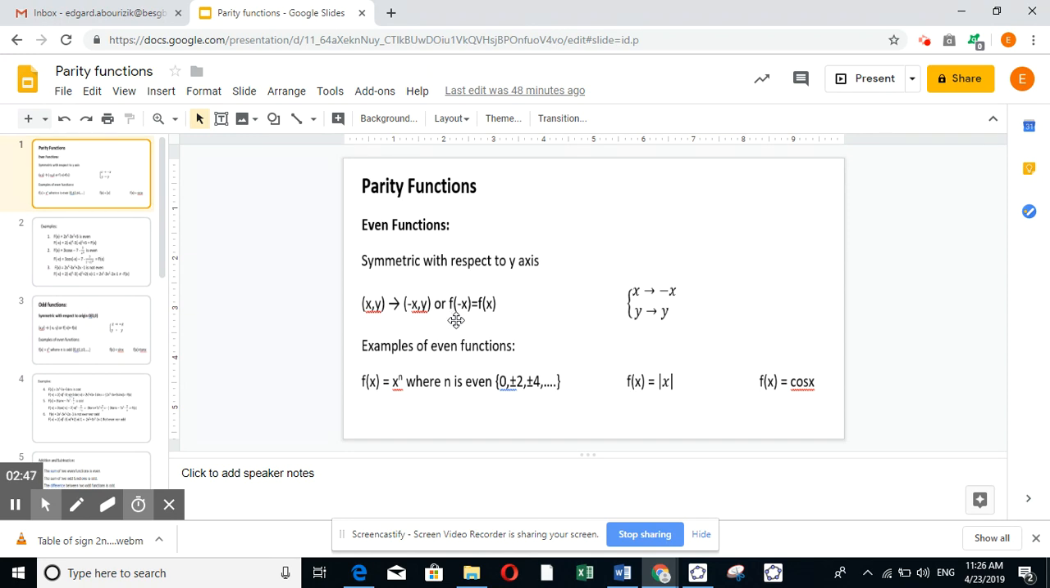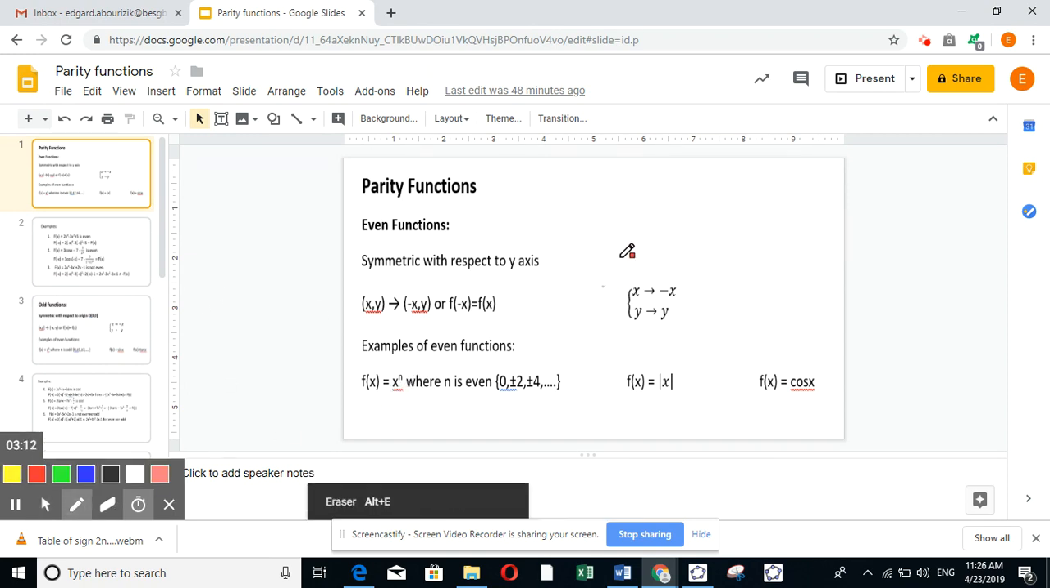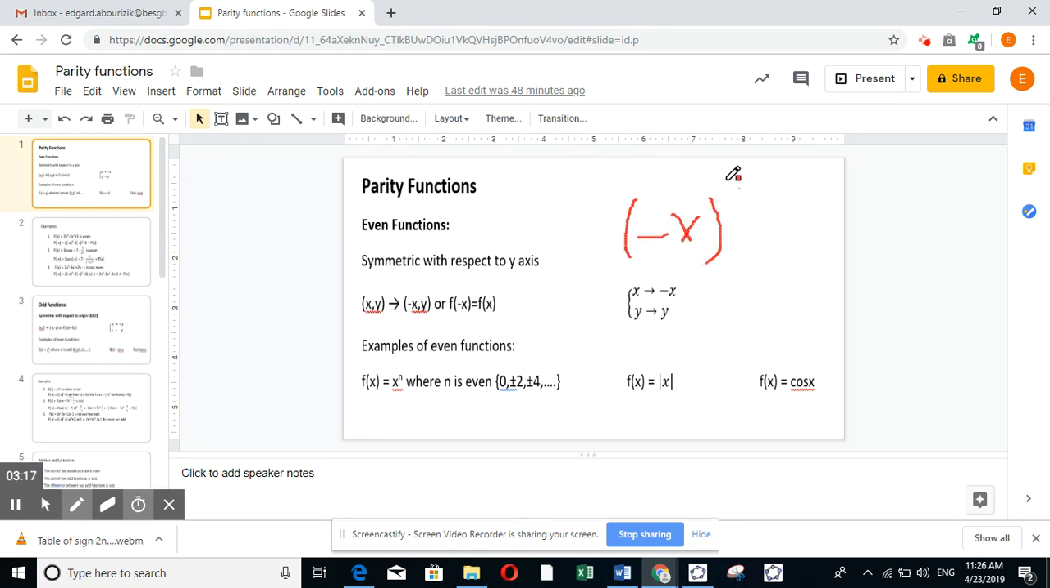So the arithmetical definition: if you replace x by minus x, you're going to get the same y, which is f of x, nothing will change, and it is called an even function. Examples of even function: any x raised to an even power, positive or negative, is even. Absolute value of x, because absolute value of minus x is x. If we replace x by minus x and the power is even, for example 2n, the minus will disappear, so nothing will change.